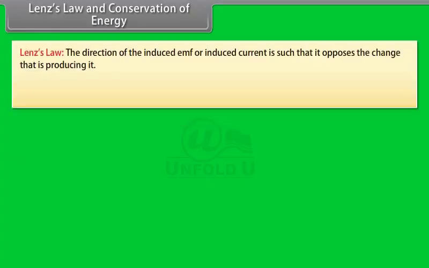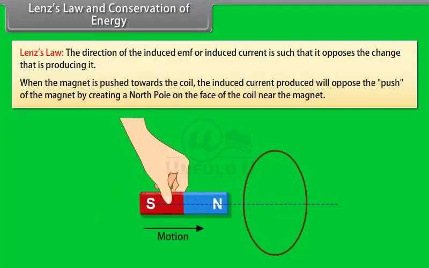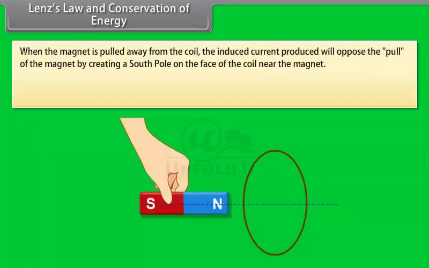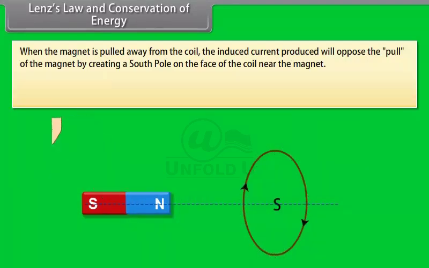Lenz's law and conservation of energy. Lenz's law states that the direction of the induced EMF or induced current is such that it opposes the change that is producing it. When the magnet is pushed towards the coil, the induced current produced will oppose the push of the magnet by creating a north pole on the face of the coil near the magnet. When the magnet is pulled away from the coil, the induced current will oppose the pull of the magnet by creating a south pole on the face of the coil near the magnet.